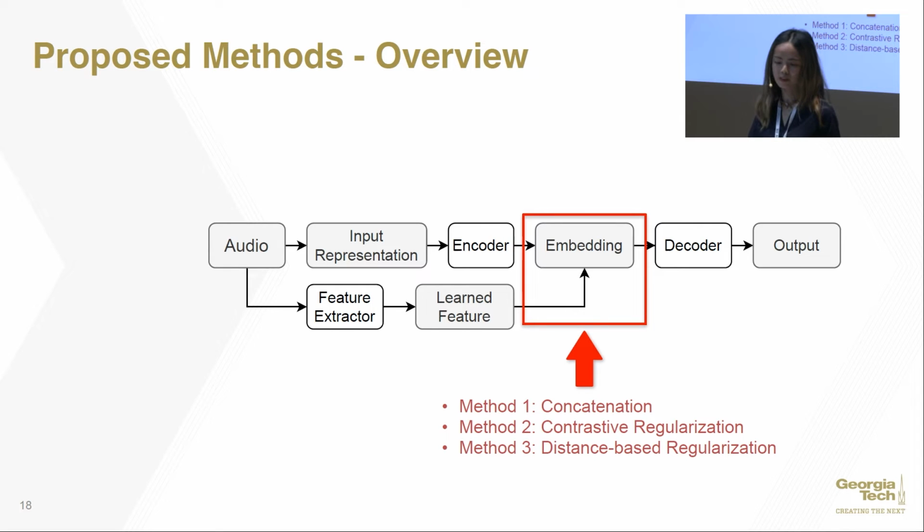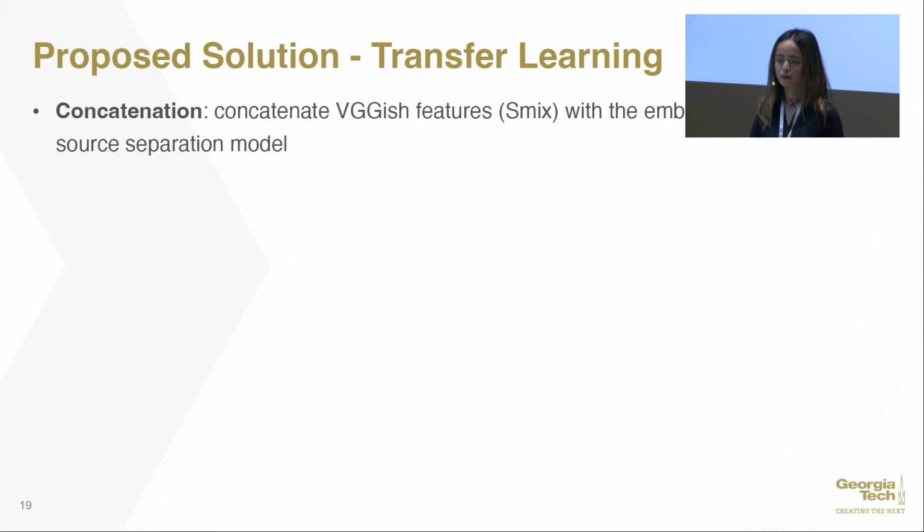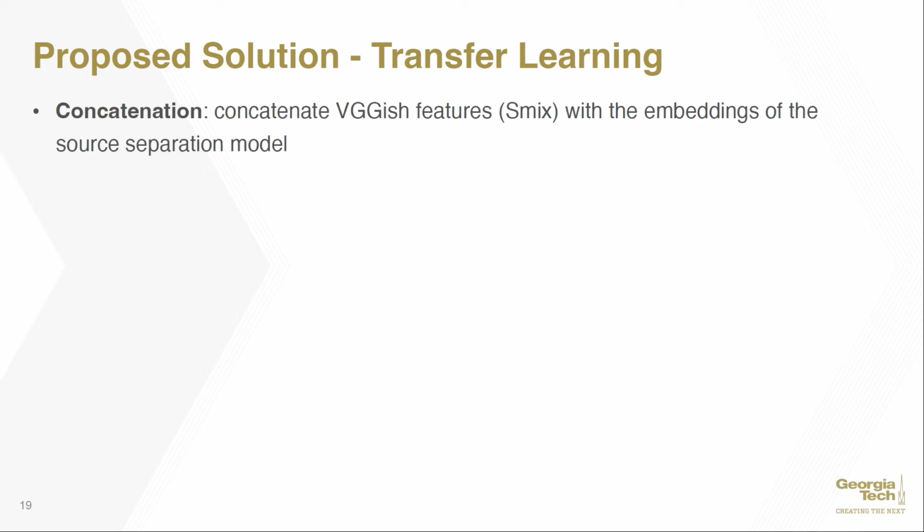Then let's take a look at how we combine these two features in our pipeline. The most direct way is through concatenation: simply concatenate the learned VGGish feature with the embedding of the source separation system. And because we don't have ground truth separated tracks during inference time, we only use the mixture VGGish feature for concatenation.